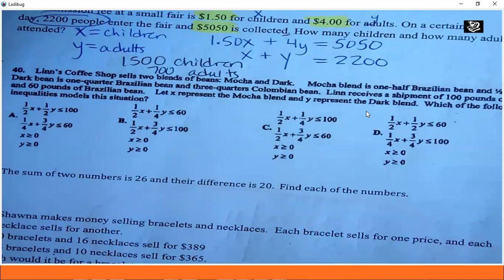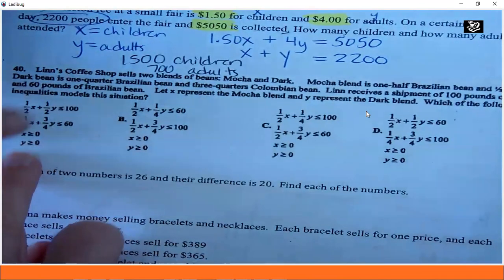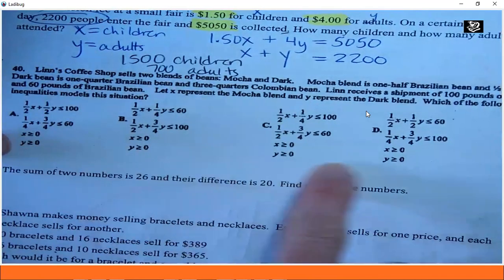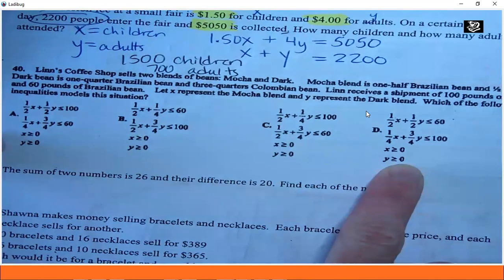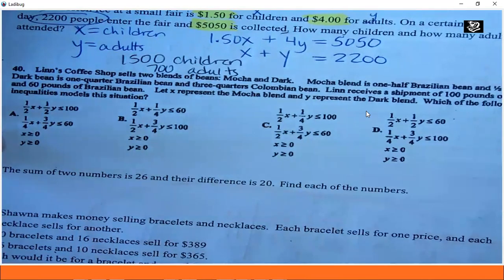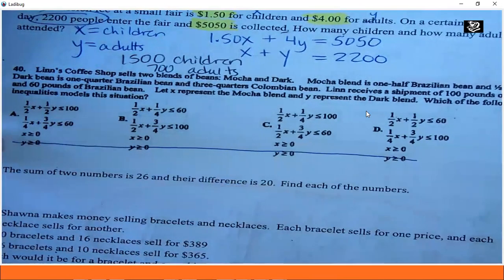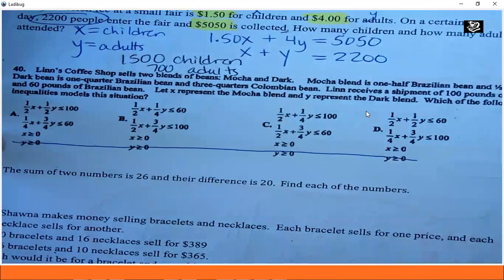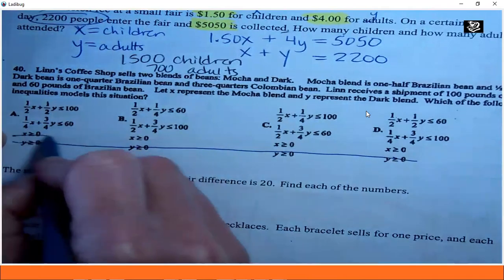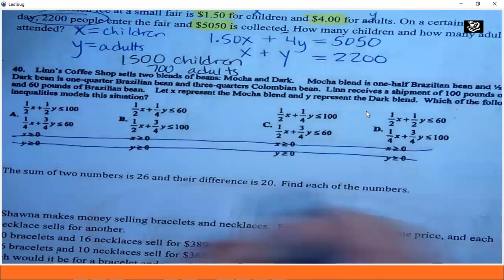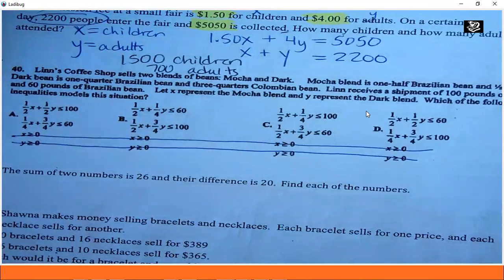Okay. Look at this bottom row. Y is greater than or equal to 0. Do all of the answer choices have that? Okay, so mark it out. Do you need to worry yourself about that one if they all have it? No. Okay. What about the next line? X is greater than or equal to 0. Do they all have that? So you can ignore it. It doesn't need to factor into your brain at all because they all have that.